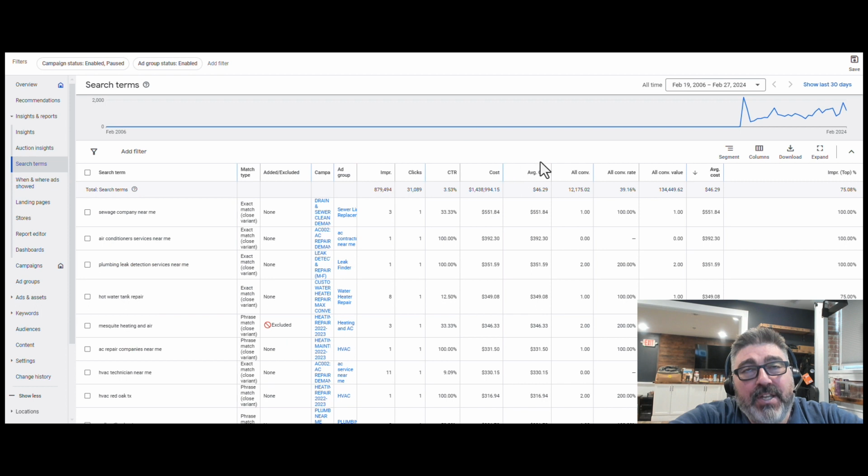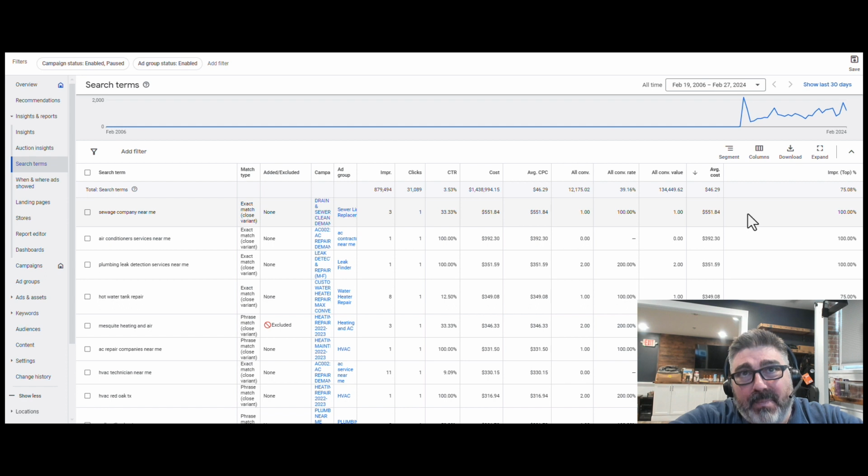But you could see, as you scroll through the back end of your search terms report, you'll be able to identify how much you're paying for one-off leads. So sewage company near me, not a lot of market impressions. Only 3 people searched that way for one lead for an average cost of $552. So if there's not a lot of volume, I'm okay in shutting that off.